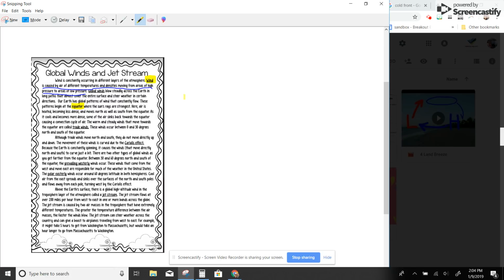Here, air is heated, becoming less dense, remember from our activity with the balloon, and moves north as well as south from the equator. As it cools and becomes more dense, some of that air sinks back towards the equator, causing a convection cycle of air. The warm and steady winds that move towards the equator are called the trade winds. These winds occur between 0 and 30 degrees north and south of the equator. And you're going to actually fill those little arrows in on one of the next slides. You're going to see a picture of the earth, and you're going to draw the direction that the arrows go in.